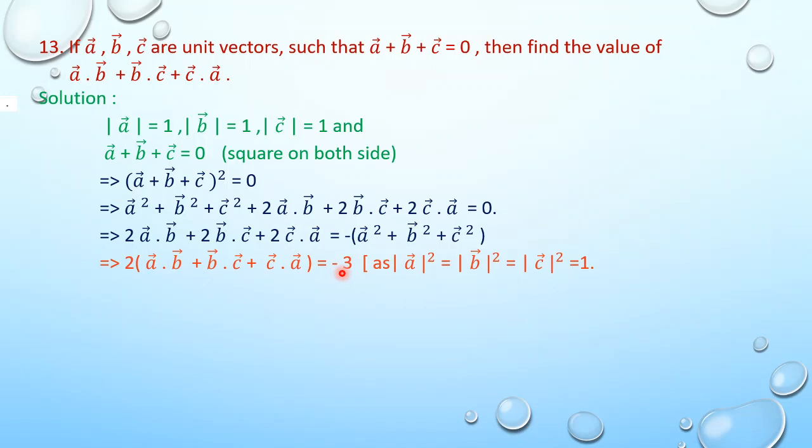Now they are asking to find a dot b plus b dot c plus c dot a. That means let me take the 2 to the right side. When I take it to the right side, I will finally get the sum of a dot b plus b dot c plus c dot a is equal to minus 3 by 2. This is the value I get finally.